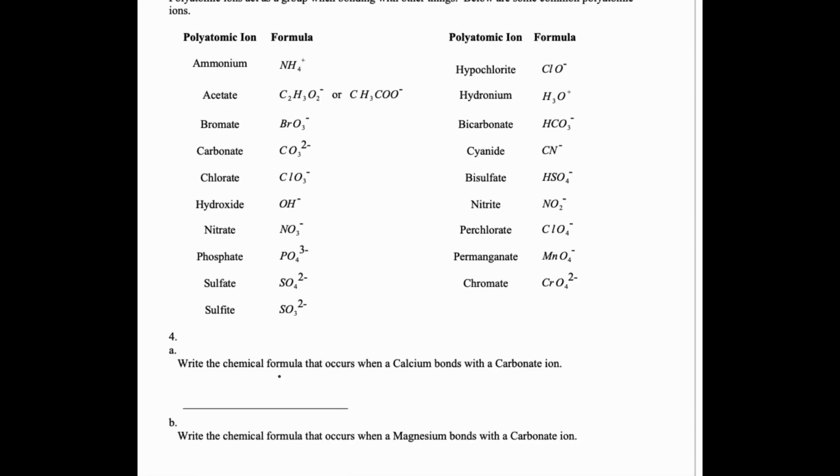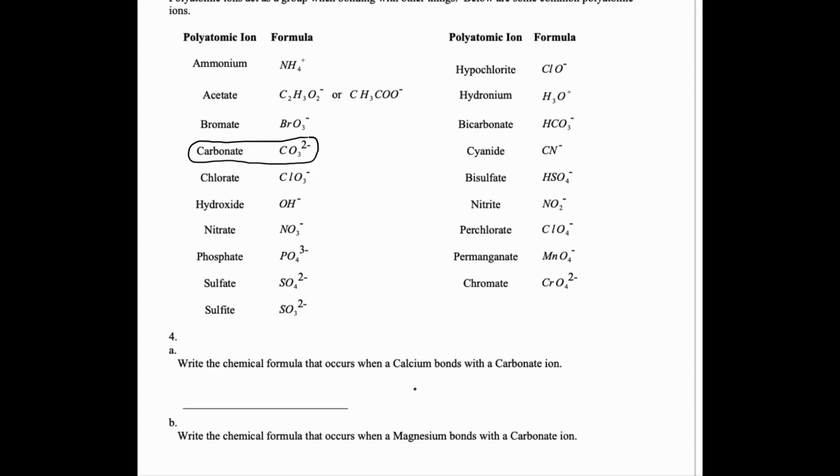Here we want to write the chemical formula that occurs when a calcium bonds with a carbonate ion. So the carbonate ion is this one. It is CO3 with a 2 negative. Now the CO3 is going to stay together, but the 2 negative tells us that this ion tends to accept 2 electrons. So it doesn't totally matter what's happening between the carbon and the oxygen right now. All that really matters is that that polyatomic ion wants to accept 2 electrons.